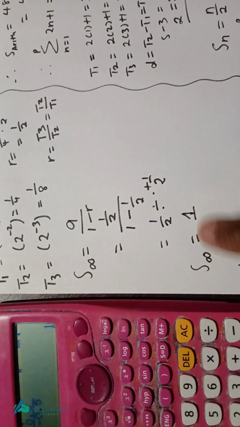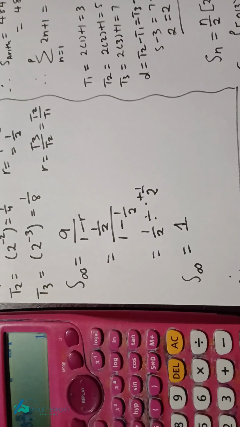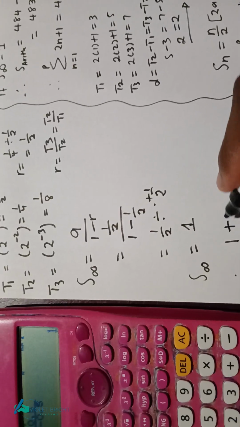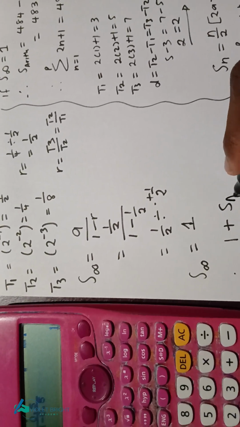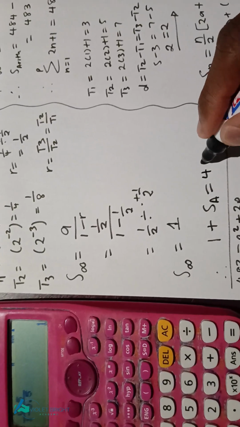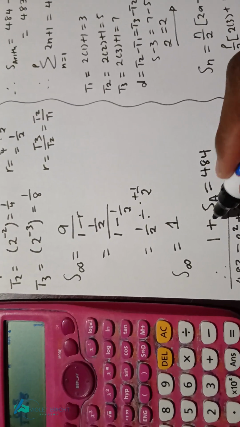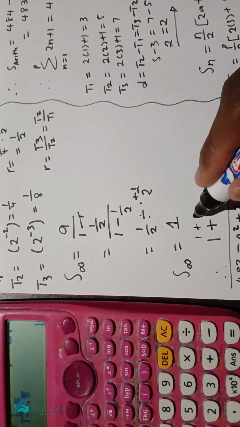So now we know that basically it's 1 plus the sum of the arithmetic sequence, let me just say as A, is equal to 484. So for us to find the number of terms, it's like we are doing solve for x.